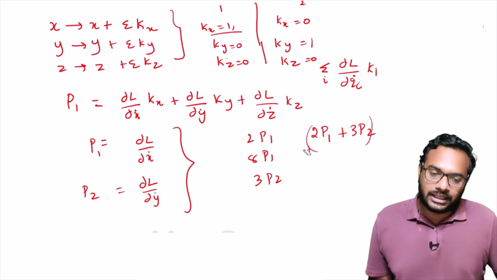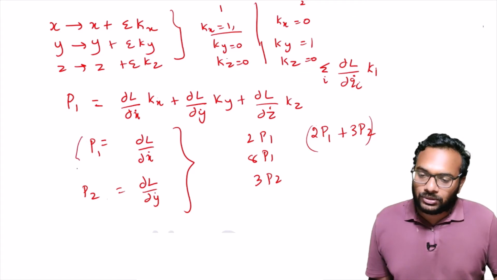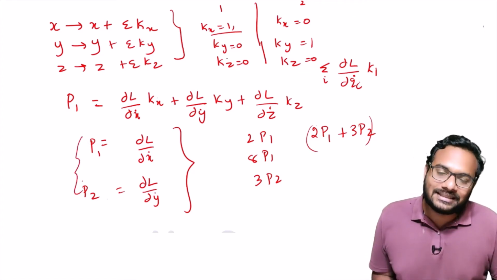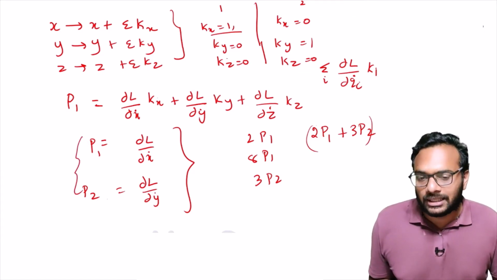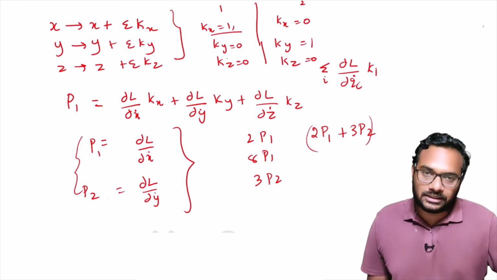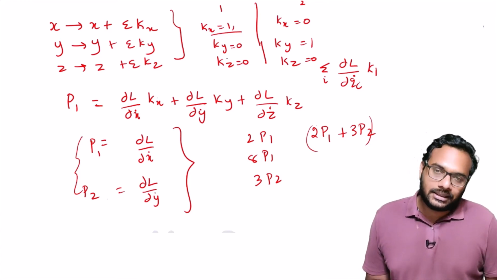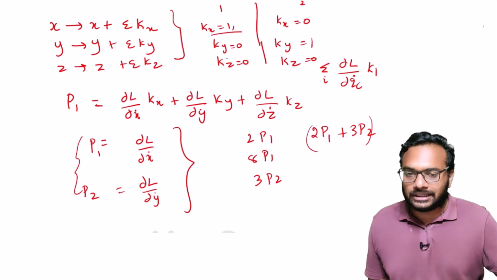you will simply get 0 again. So this p1 and p2, you can consider as some sort of basis set of conserved momenta, and there are an infinite number of conserved momenta that you can construct from this. Okay, so I hope that is clear.